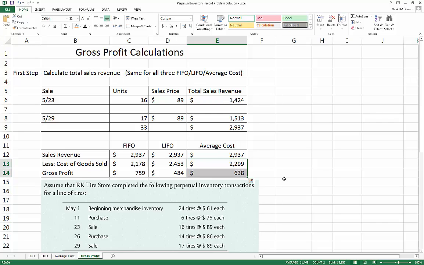Okay, so that concludes this video on how to do perpetual inventory records and to calculate gross profit as a result of that. Let's take a look at the next chapter of information. We'll be looking at internal control and looking at petty cash and bank reconciliation.